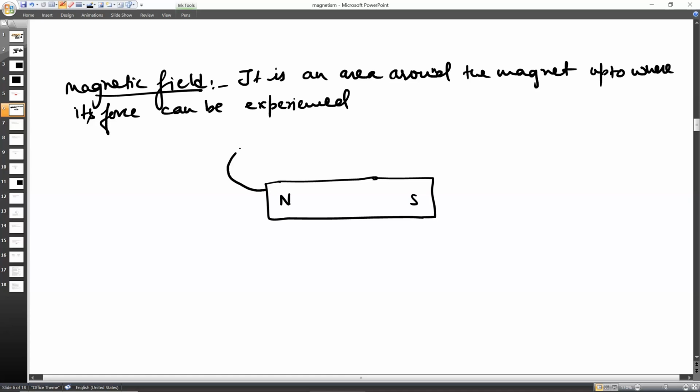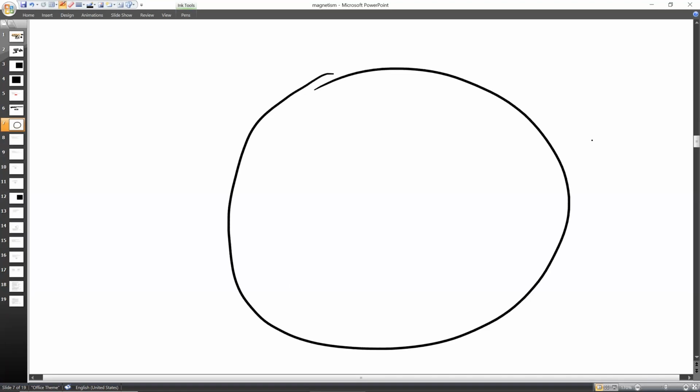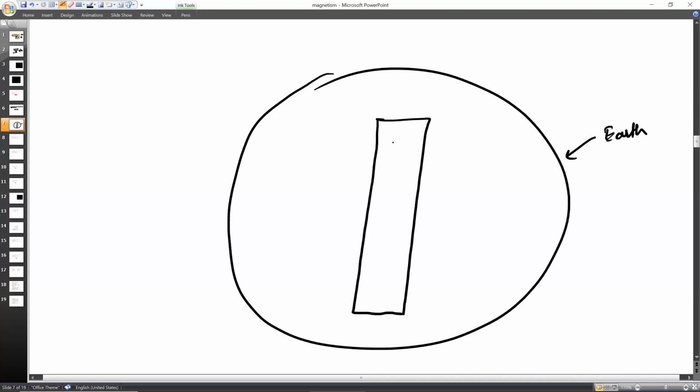We did our experiment, and first of all, let me tell you how we got the north pole and south pole. We know that this is the earth, and it has its own magnetic field. We imagine that there is an imaginary bar magnet present inside the earth, which is one-fifth of the diameter of the earth.